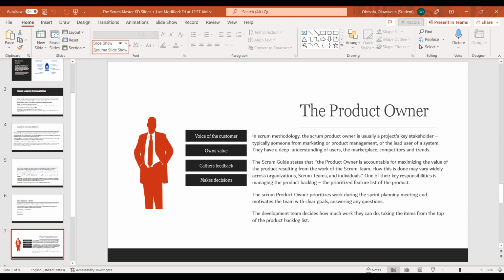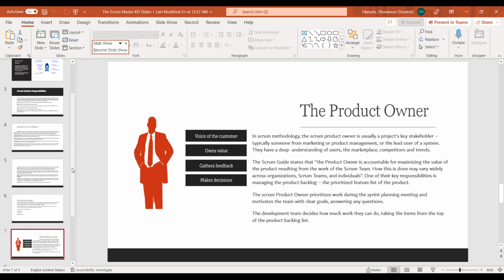So the product owner should be closer to the team. It should support the team with everything that the team needs to build a winning product. So the development team decide how much work they can do. We've established this earlier, so no one should influence them or force them to say this is what they should be doing. Taking the items from the top of the product backlog list.